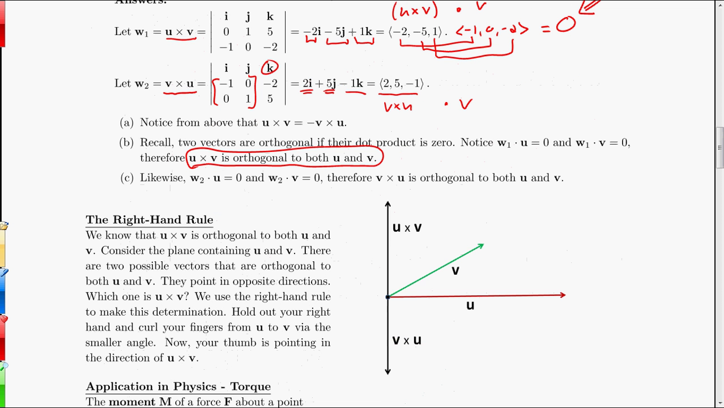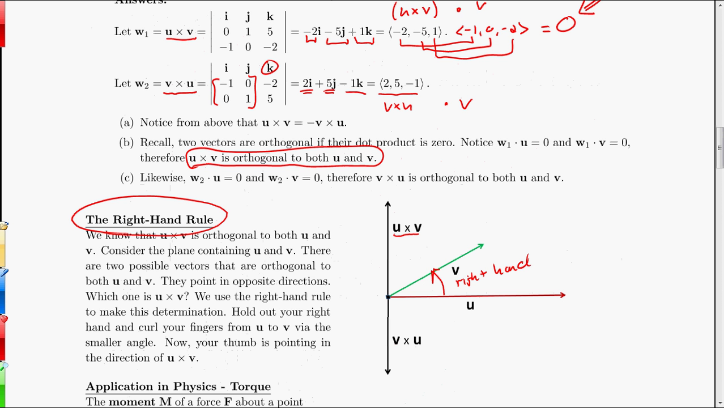Okay, so now that we know that the vector U cross V is orthogonal to both U and V, we've got to figure out which orthogonal it is, because there's one that goes up, one that goes down. And we use what's known as the right-hand rule. What you do, if you're taking U cross V, you start at U, and you curl the fingers of your right hand, right hand.